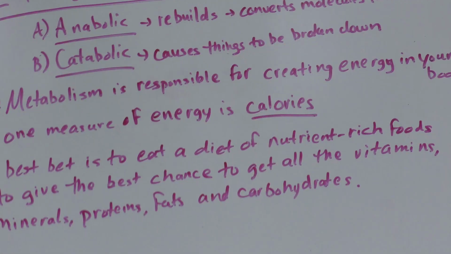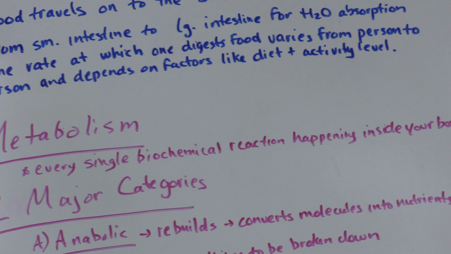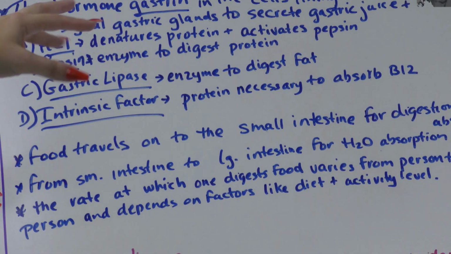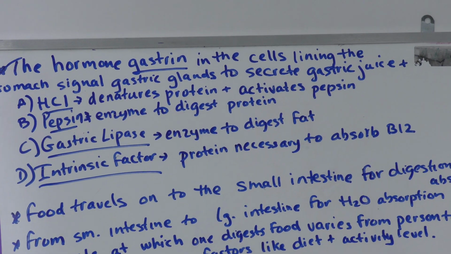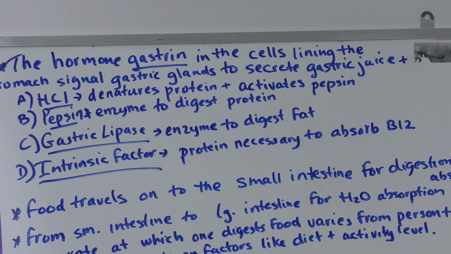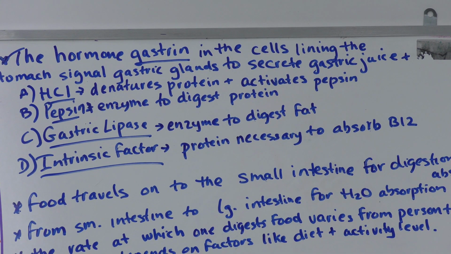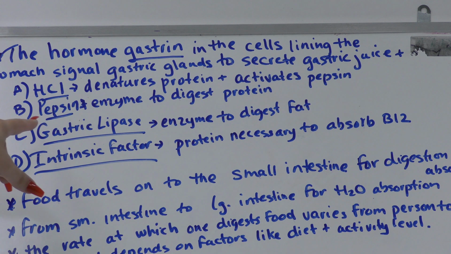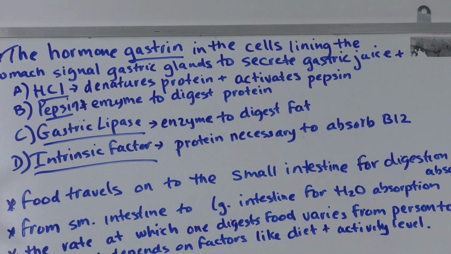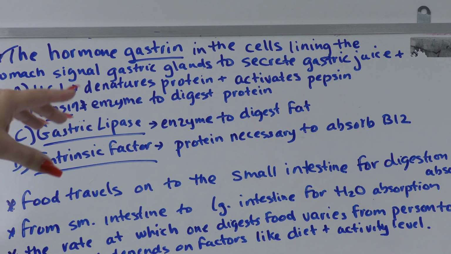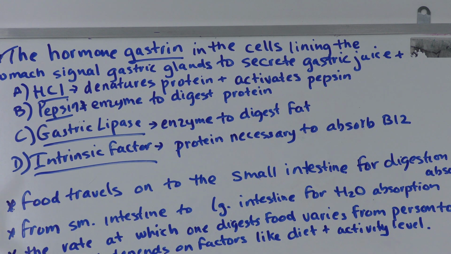We also have a hormone called gastrin, right? Again, I told you gastro means stomach. So gastrin is in the cells in the lining of the stomach. And what it does is it signals those glands to secrete these things. It'll secrete hydrochloric acid. And what the hydrochloric acid does is it denatures proteins and activates pepsin, which digests those proteins.